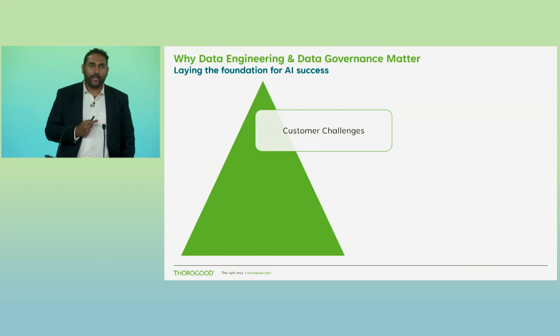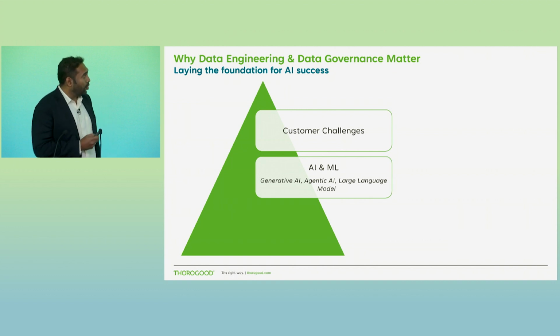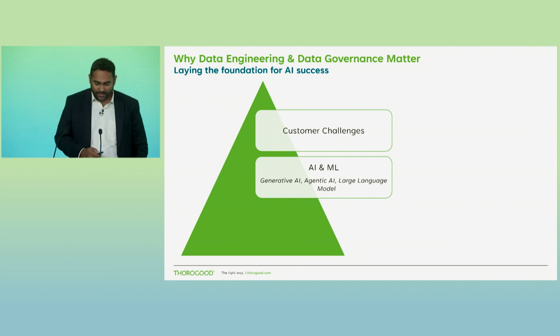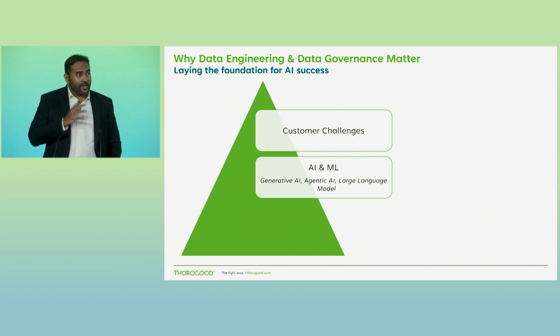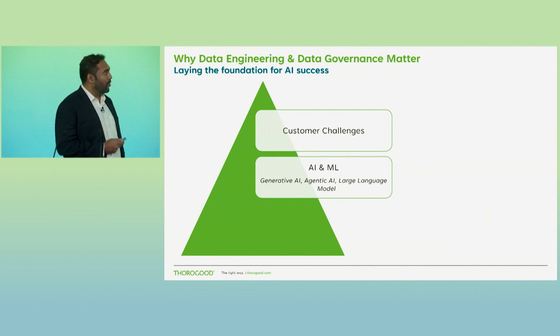In the early sessions today, we discussed a number of customer challenges, and we also saw how AI and ML, generative AI, agentic AI, large language models, etc., were used to build solutions for them. But for any of these solutions to actually work, there's a lot that needs to happen in the background. It is not just about the algorithm or the model.